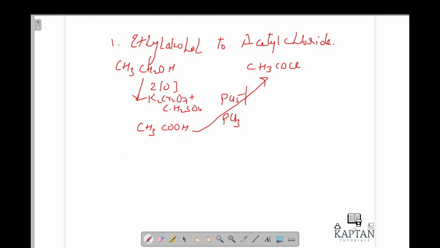Now just see how simple it is. We just have to remember the reagents. What are the reagents which can change a particular functional group? This we have to keep in mind.